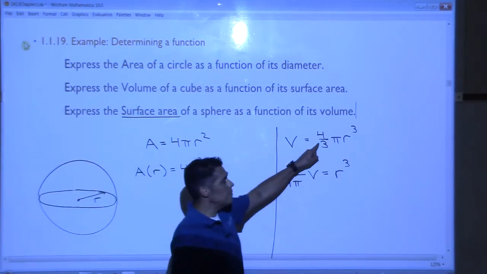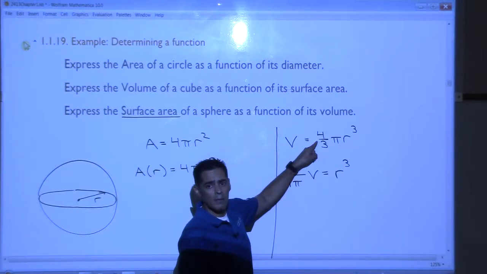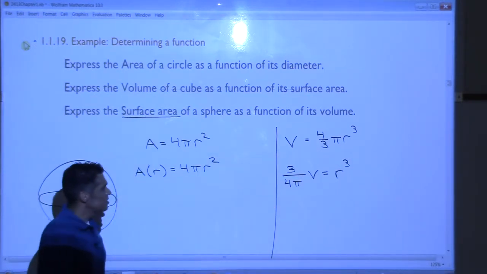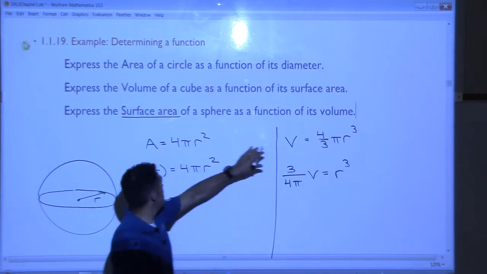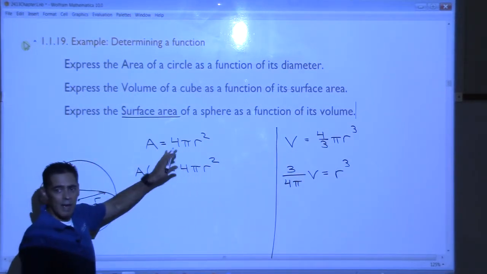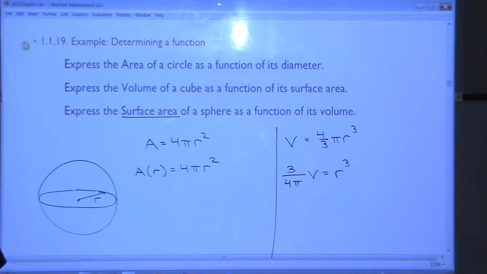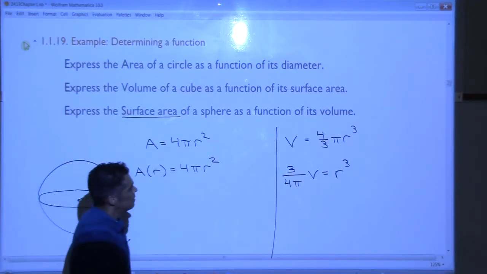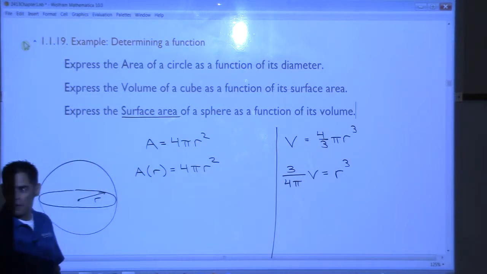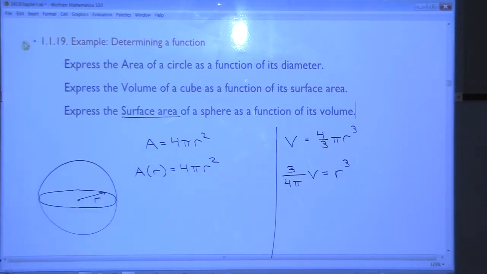Where did I get the 4/3 from? The formula on the reference sheet. This is something you may not know, so you have to refer to something for that. Yes? Could you multiply by 3 to get rid of the denominator, and then divide by 4 to get rid of the numerator, and then divide by pi to get rid of pi?